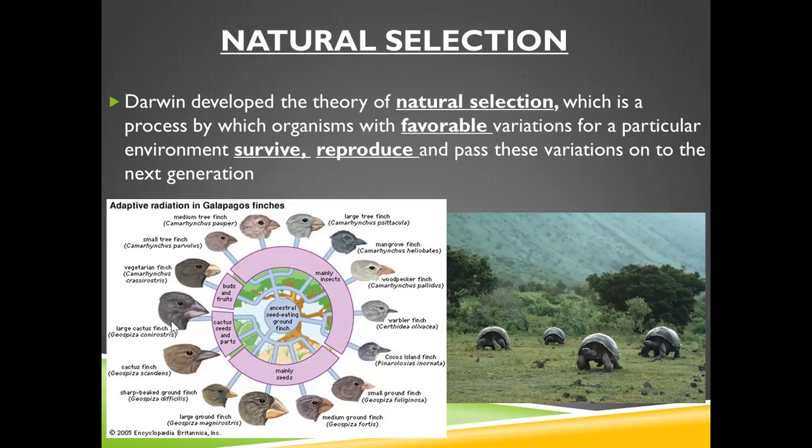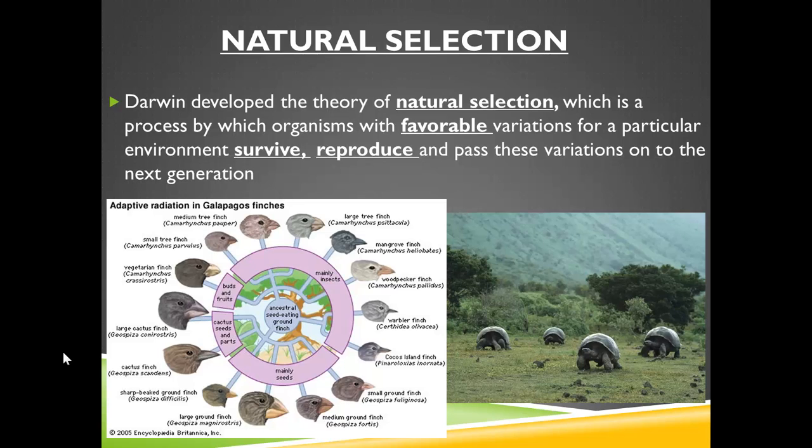So if you're in an environment where the major food source is insects, then it pays to have a long, thin beak, because then you can stick your beak into trees and pull out insects, or you can stick your beak into the soil and pull out insects. But if you have a real small, short, narrow beak, you're not going to be able to go into those places and get food. Therefore, it's going to be harder for you to find food, survive, and reproduce. You more than likely would die off and become extinct. All right, that's natural selection in a nutshell.